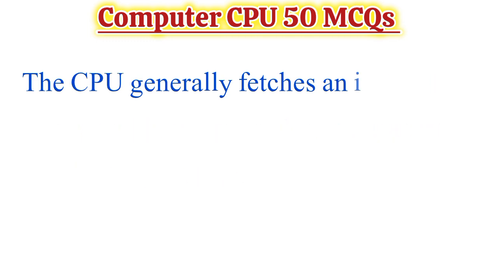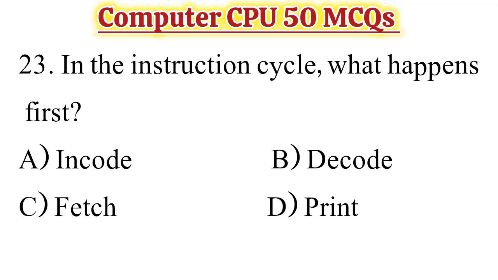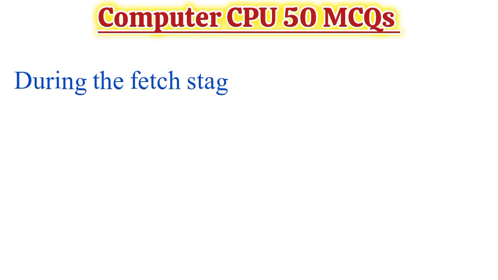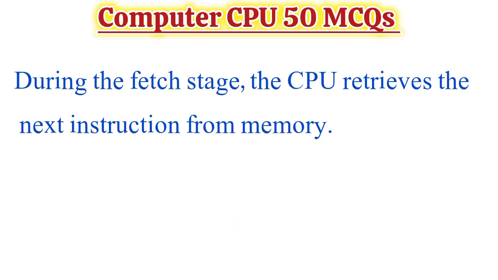it. 23. In the instruction cycle, what happens first? A. Encode. B. Decode. C. Fetch. D. Print. Answer: fetch. During the fetch stage, the CPU retrieves the next instruction from memory.